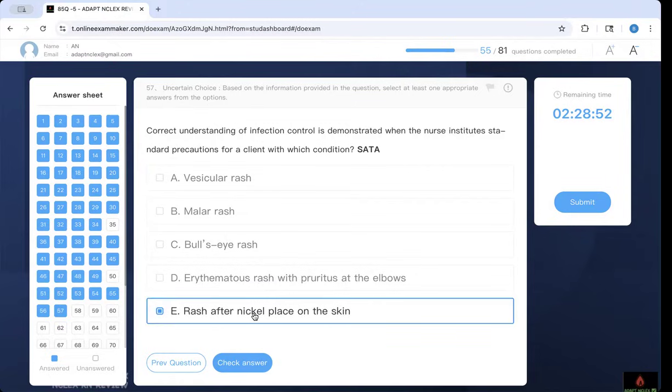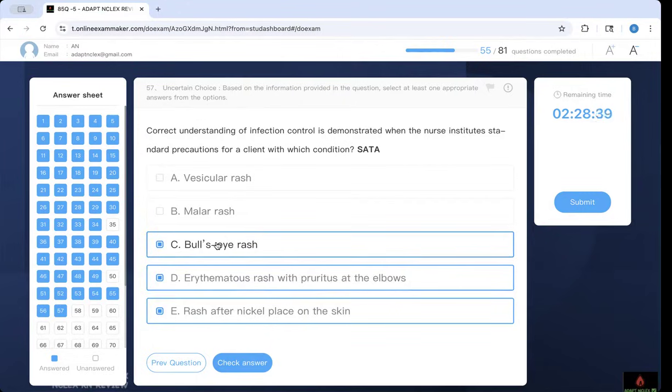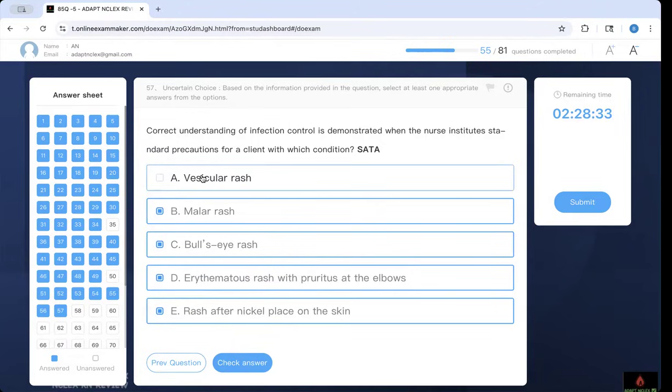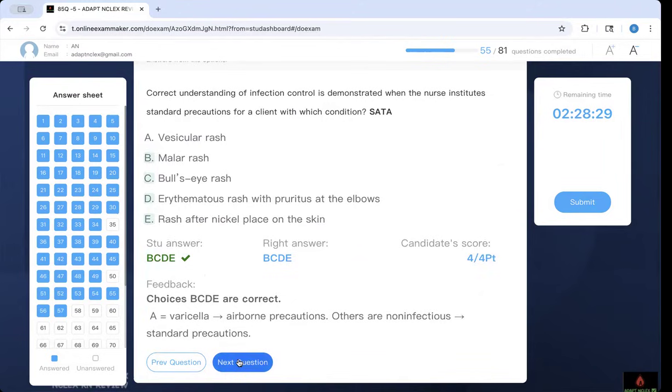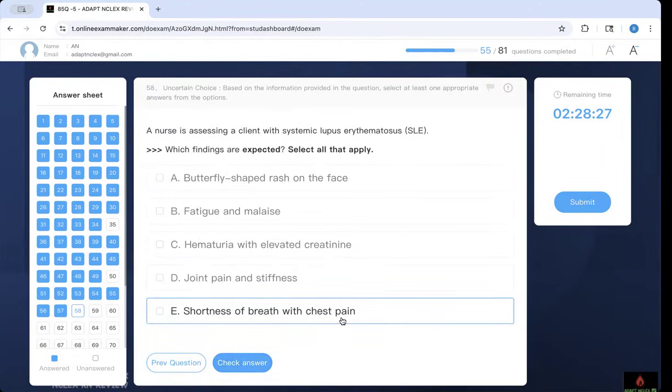This is contact dermatitis, standard precautions. Erythematous rash with pruritus at the elbow is atopic dermatitis. Bullseye, Lyme disease, is standard precautions. Malar rash is what? Systemic lupus. Vesicular rash is a bad problem, infectious: varicella. And this is assessing a client with what? Systemic lupus.